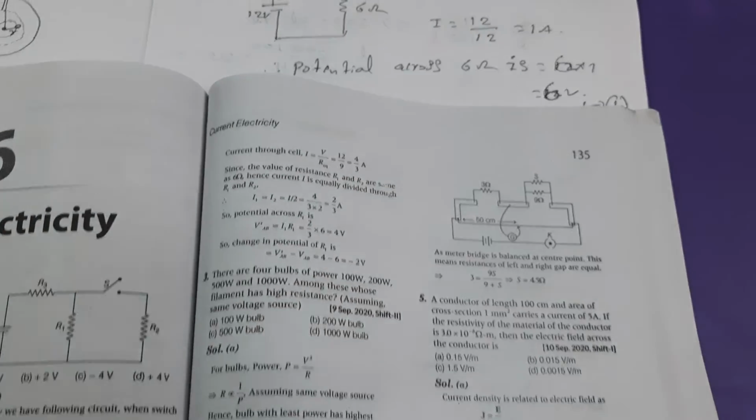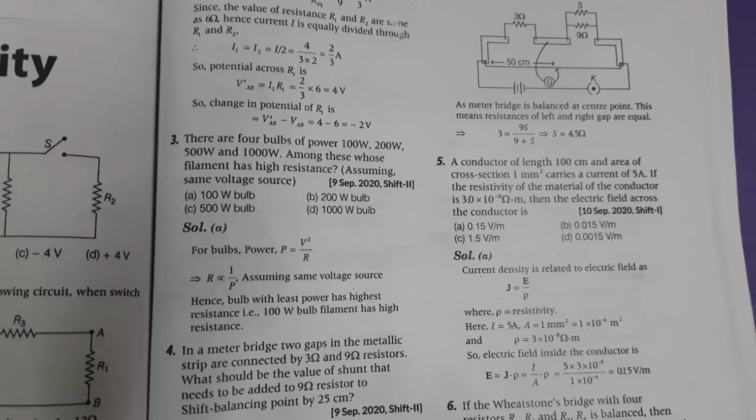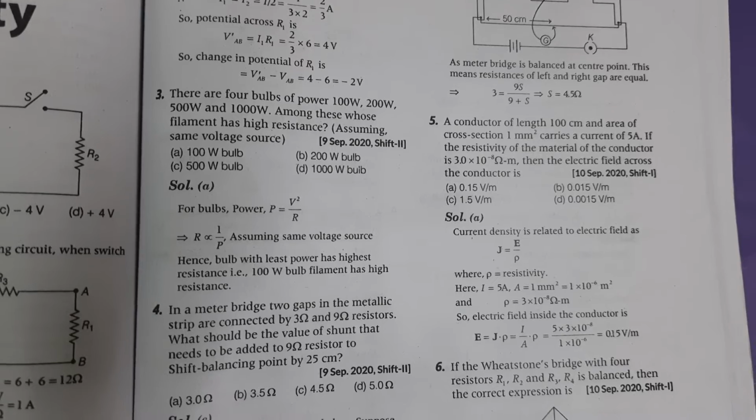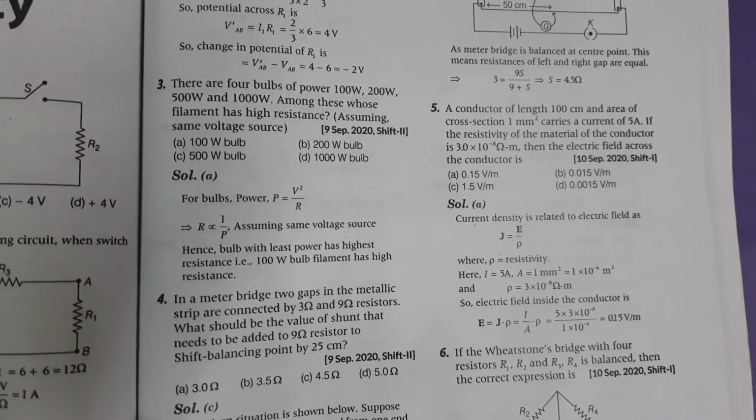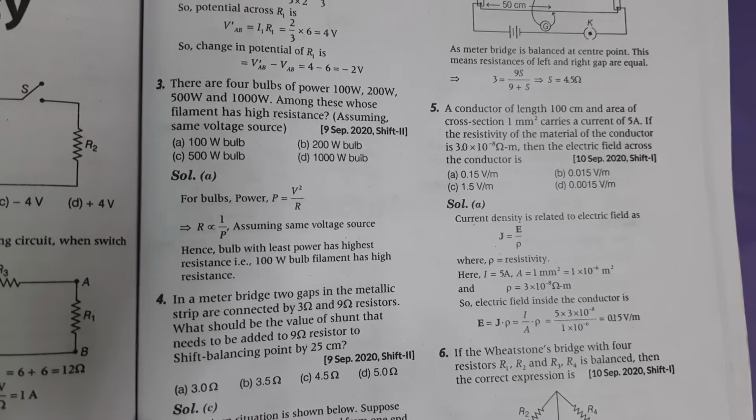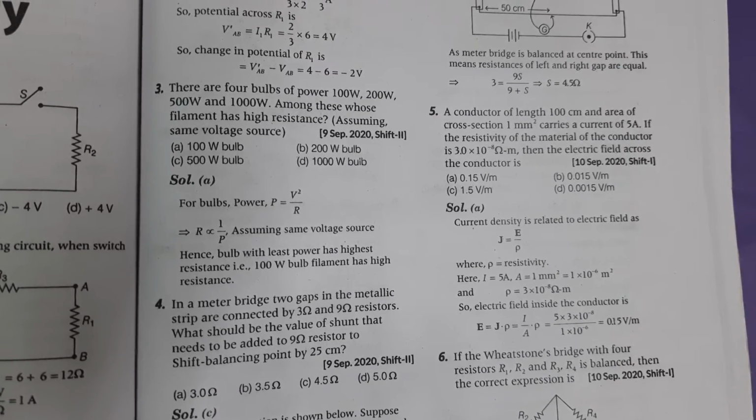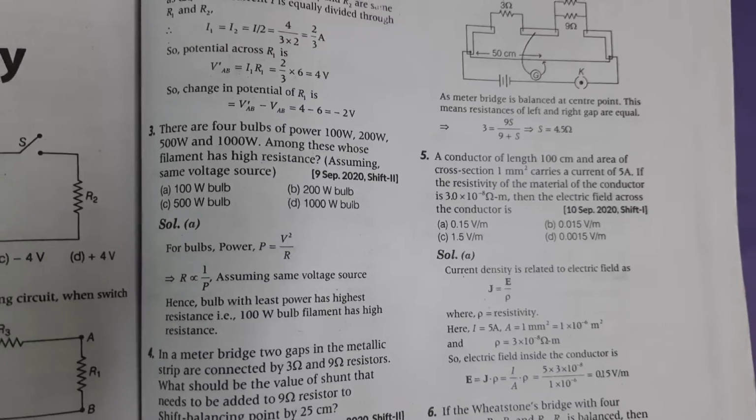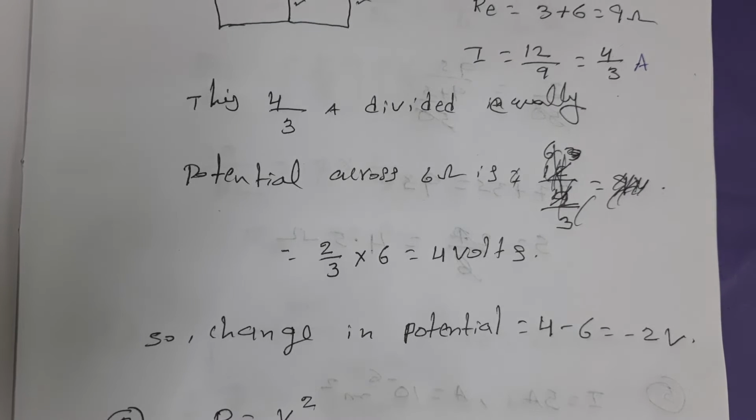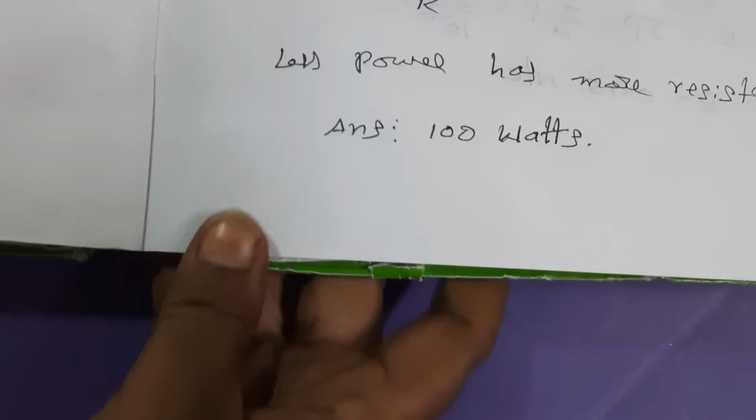Then come to the third problem. The third problem is very easy. Look here, what problem they have given. There are 4 bulbs of power 100 watts, 200 watts, 500 watts, 1000 watts. Among these, whose filament has high resistance, assuming the same voltage of the source? Same voltage of the source means all are connected in parallel.